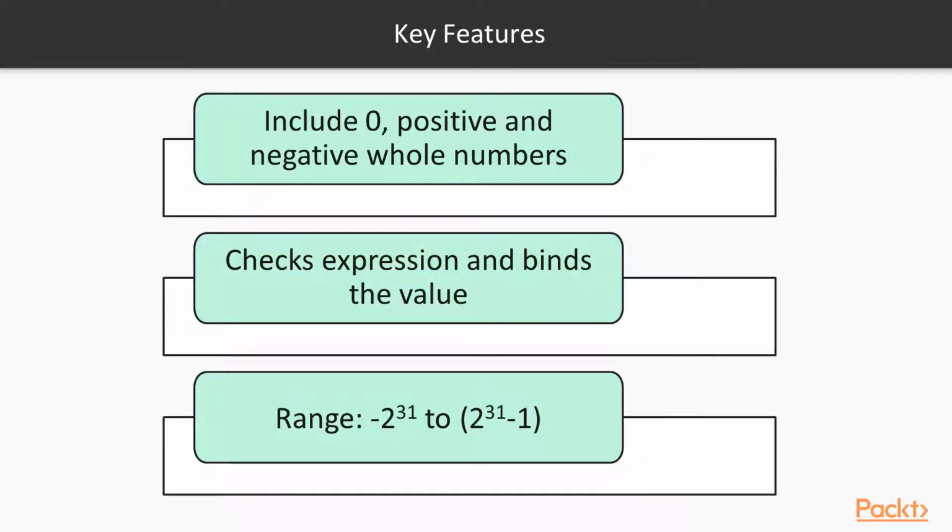Let us first learn about integers and long integers. Integers include 0, all of the positive whole numbers, and all of the negative whole numbers. The interpreter first checks the expression on the right-hand side of the assignment operator and then binds the value with its variable name. This process is termed as variable definition or initialization. The int or integer data type ranges from -2 raised to 31 to 2 raised to 31 minus 1. The leading minus sign shows the negative values.